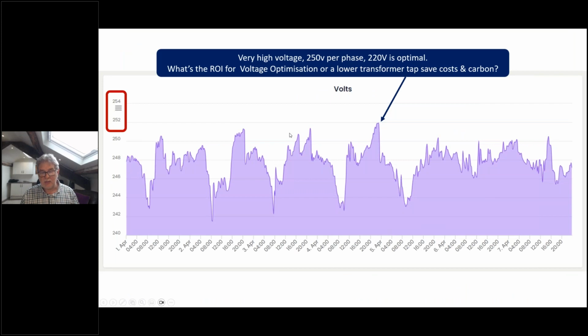Here on the platform, we can also look at volts, and in this instance you can see this voltage is peaking on this particular phase at around 252. Now that's obviously really high when 220 is optimal. So what can be done to bring that voltage down? We'll have a look at that in a few minutes. So this is an insight. It's really clear. This is causing a problem because it's unnecessary voltage levels, which could potentially waste energy and put strain on your electrical assets.